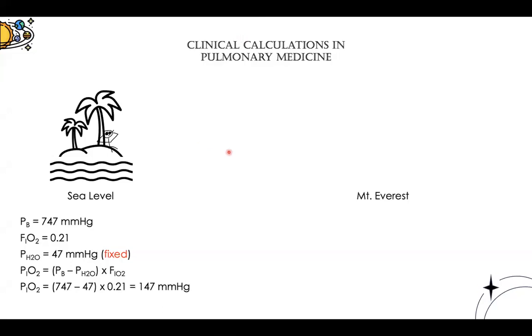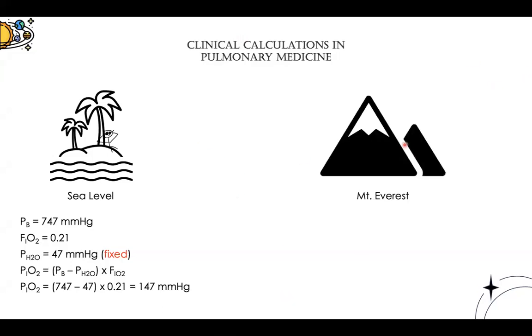Okay. Now imagine I take you to the top of Mount Everest and you're really struggling to breathe. Now, why is that? The altitude is very high, and the barometric pressure here is 247 millimeters of mercury. I'm not going to give you the rest of the values. I want you to calculate the partial pressure of oxygen based on what I've already told you. I know you can do it, okay?